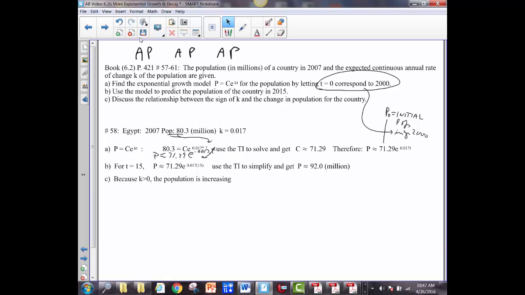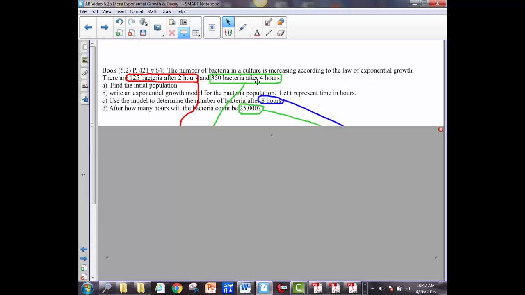Okay, so they're all pretty well the same thing. Here's another. The number of bacteria in a certain culture is increasing according to the law of exponential growth. There are 125 bacteria after 2 hours and 350 bacteria after 4 hours. So two initial conditions. Find the initial population, which they're not giving us.